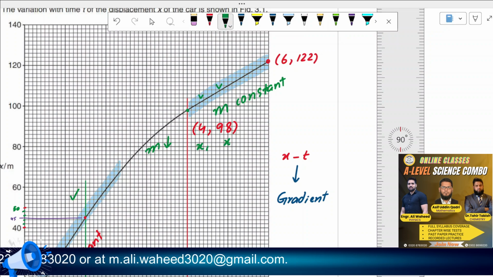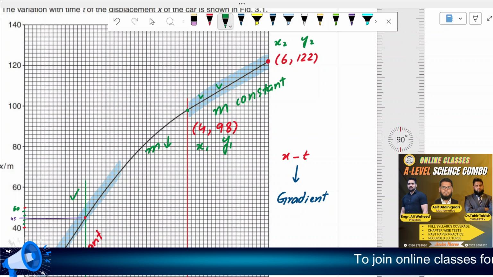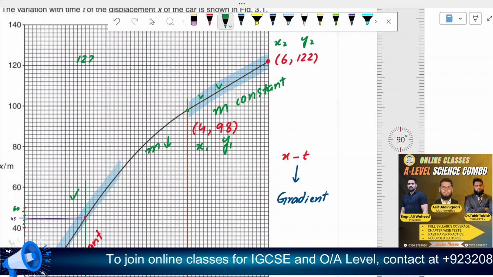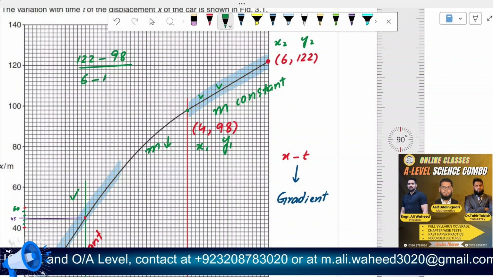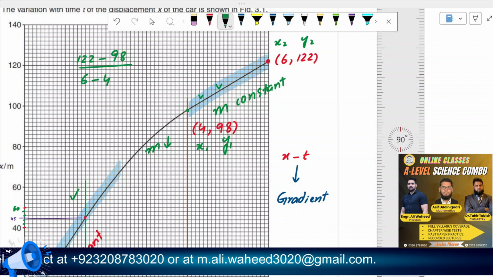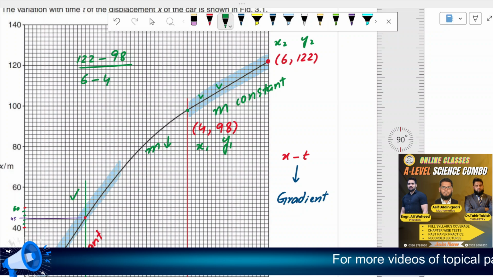So this is x1, this is y1. This is x2, and this is y2. Any 2 points could have been chosen on the line. You'll be getting the same answer. So the velocity would be y2 minus y1 over x2 minus x1. So you solve this, you get 24 at the top, and 2 in the denominator, you'll be getting 12.